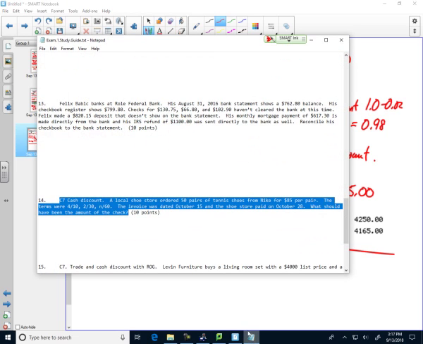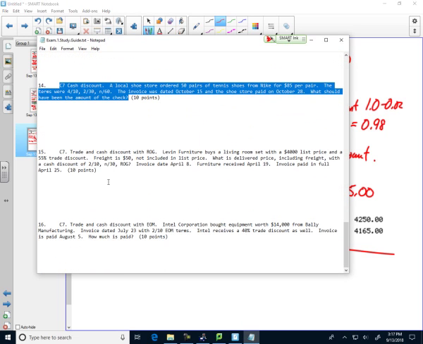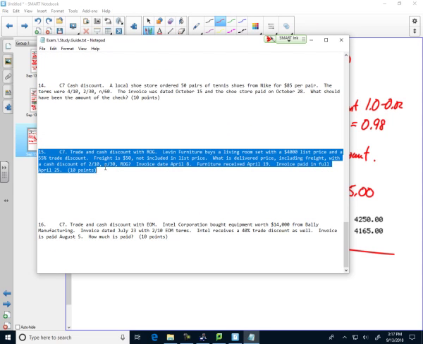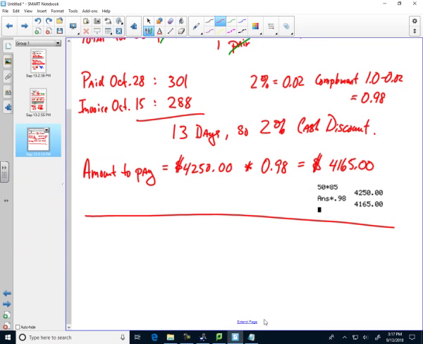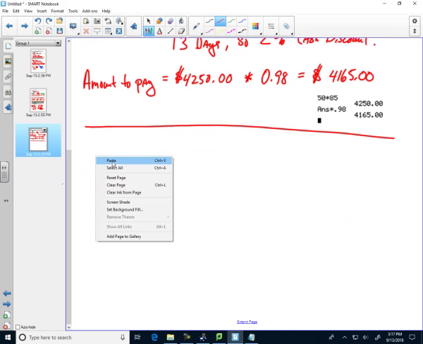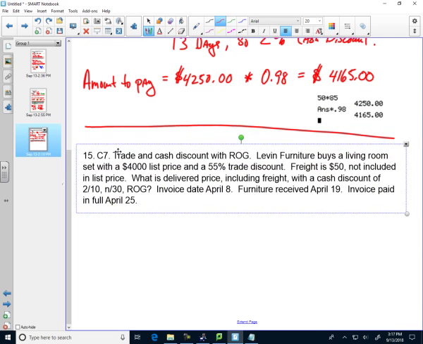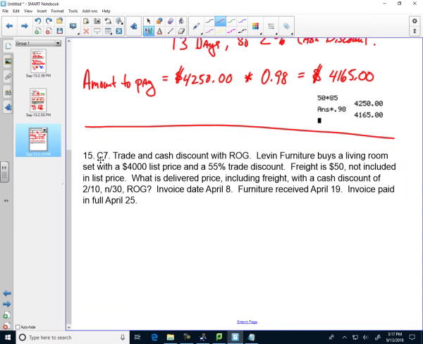All right, moving right along. I get the number this time. I don't know why I cut it off last time. I don't need that. Copy. Paste. C7. Wonder what that means. Trade and cash discount with ROG. Ooh, wonder what that means. Receipt of goods. And there's a trade discount. Okay, now we deal with that first.